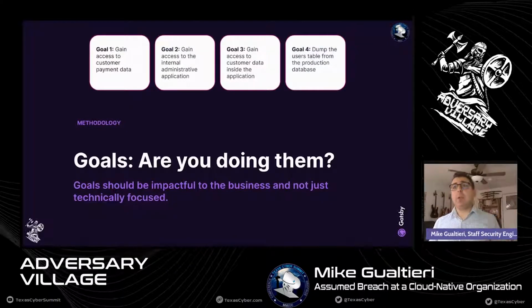So first, we're going to try to gain access to customer payment data. Second, we're going to gain access to an internal administrative system. Third, we're going to gain access to customer data from inside the application. And fourth, dump the users table from a production database.